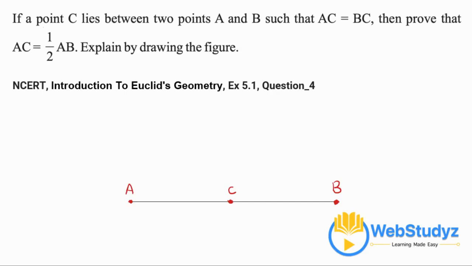Hello students, let's read the question. If a point C lies between 2 points A and B such that AC equals BC, then prove that AC equals 1 by 2, or half of AB. Explain by drawing the figure.